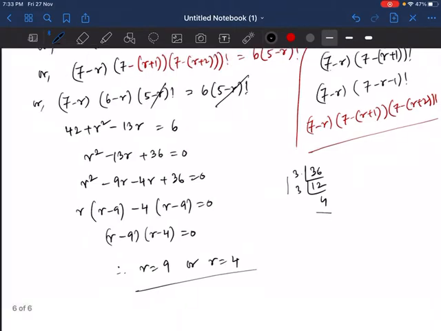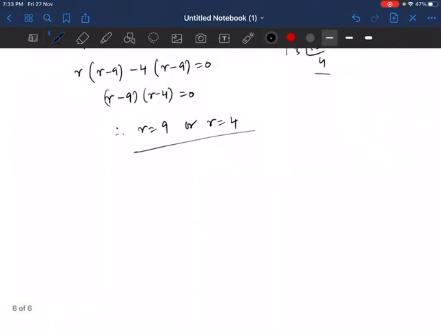Okay. Now let's move on to the next question, that is question number 8. Question number 8, what we have is, how many words with or without meaning can be formed using all the letters of the word equation? Of the word equation, we are using all the letters, using each letter exactly once. So we have to use exactly once.